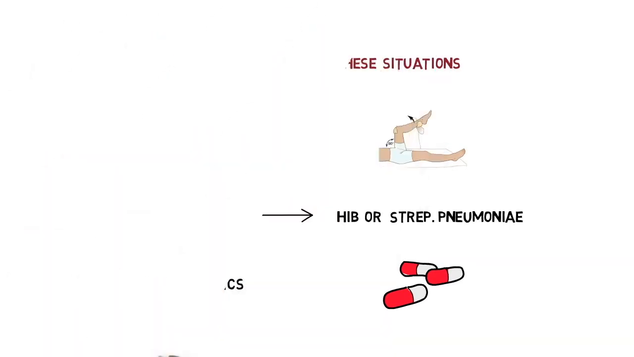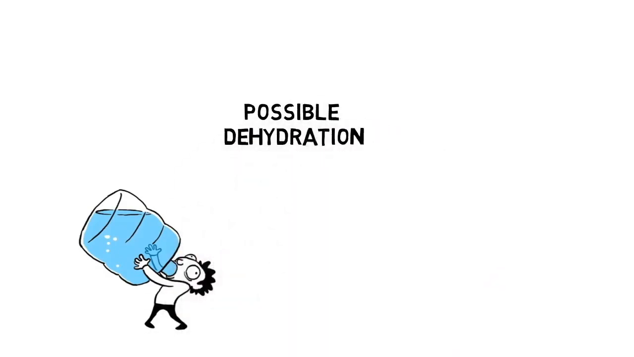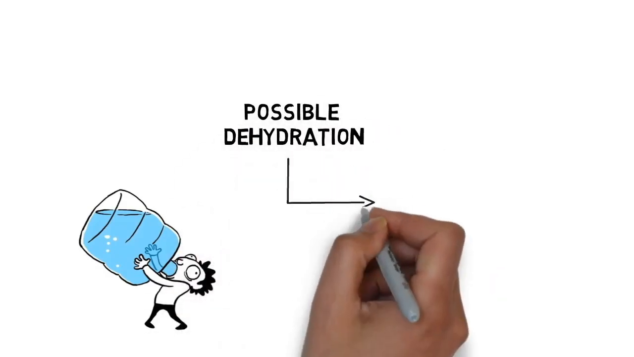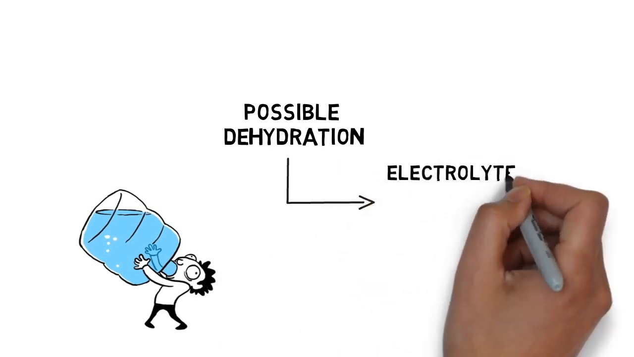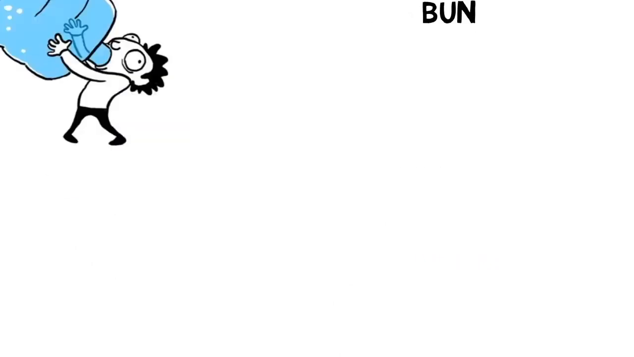Now, another common situation. If there is a history of possible dehydration like vomiting, diarrhea, the patient has no oral intake, or there are physical findings of dehydration or edema, you should consider electrolytes, blood sugar, calcium, BUN. Maybe the seizure is secondary to metabolic causes.